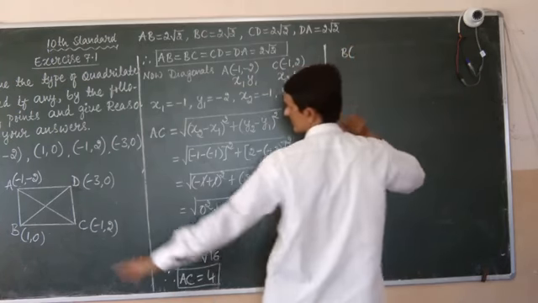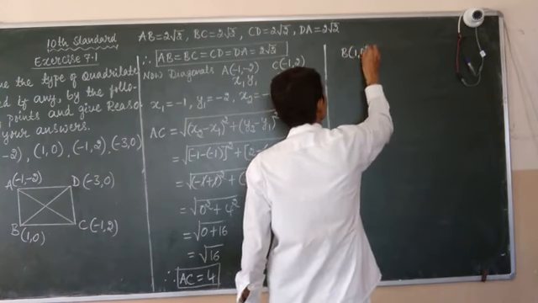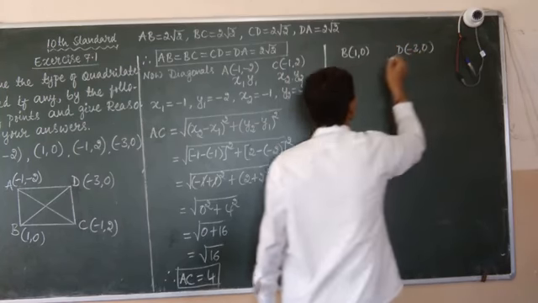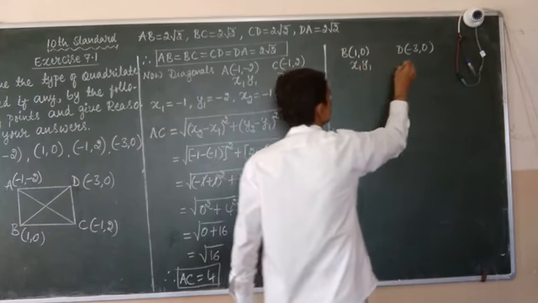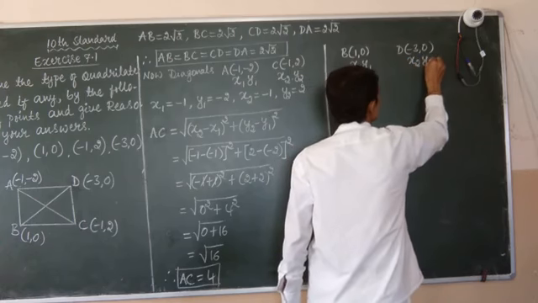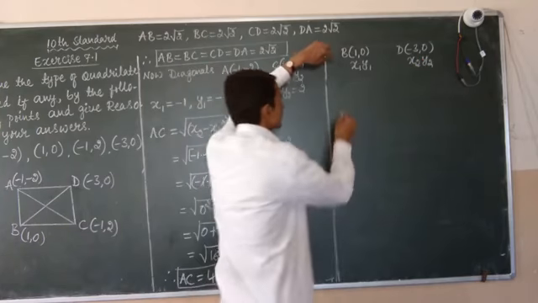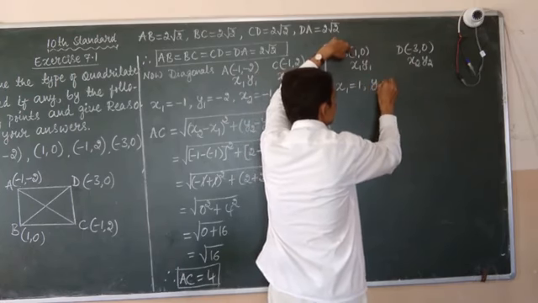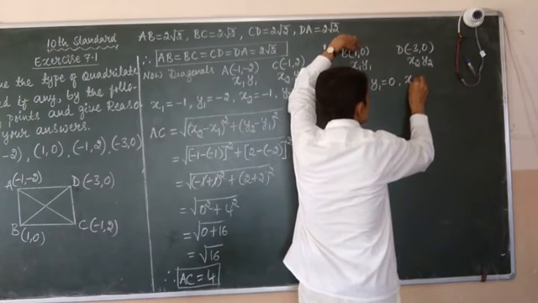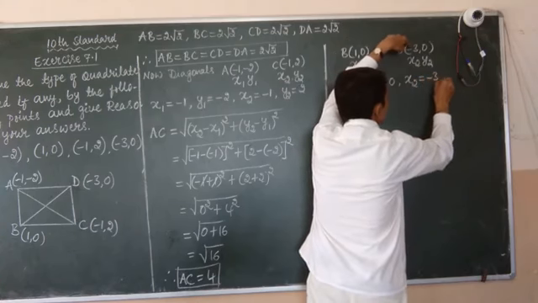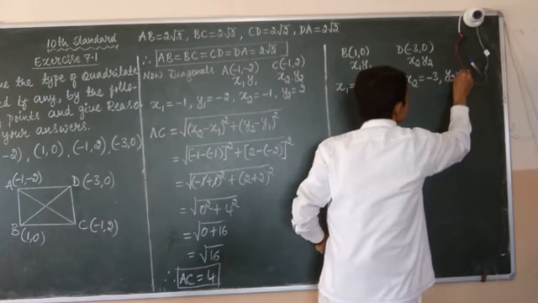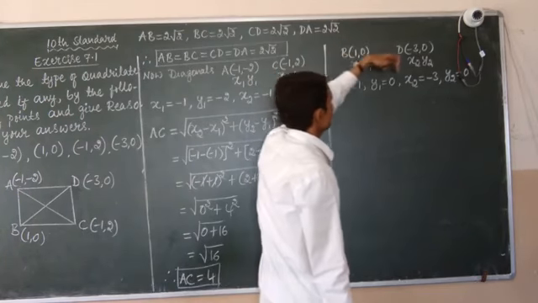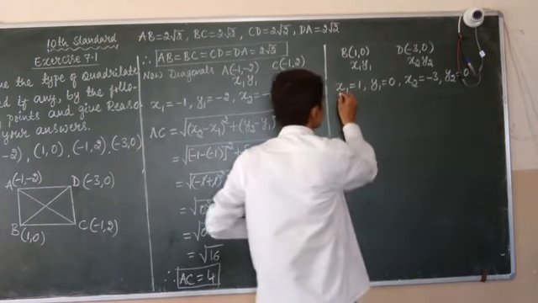The coordinate points are B of 1, 0, and D of minus 3, 0. It is x1 y1, x2 y2. So the value of x1 is 1, y1 is 0, x2 is minus 3, y2 is 0. x1 is 1, y1 is 0, x2 is minus 3, y2 is 0.